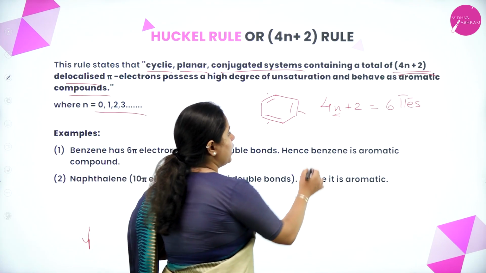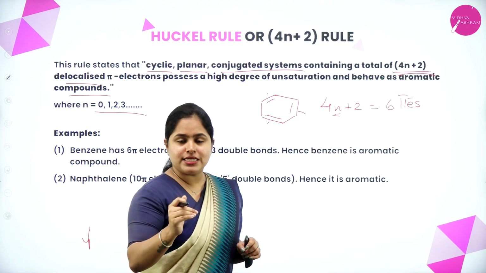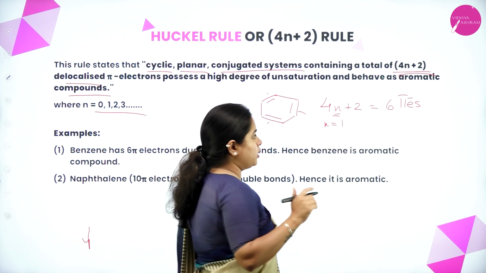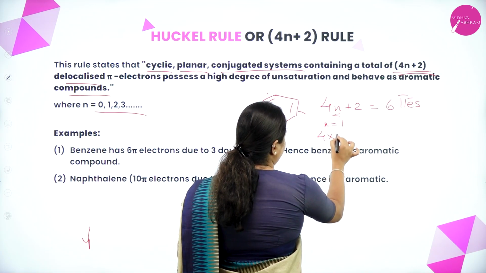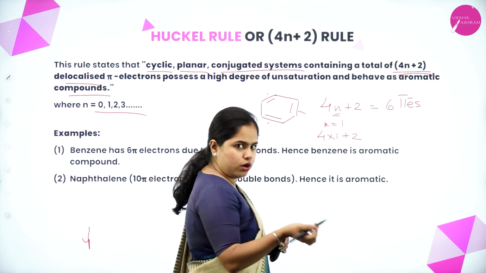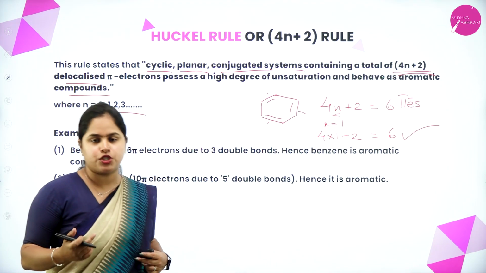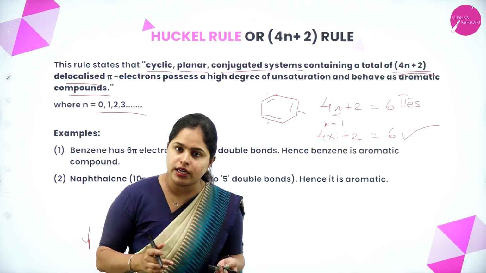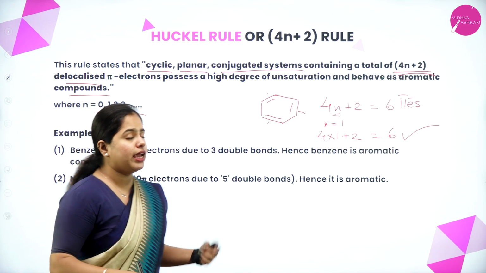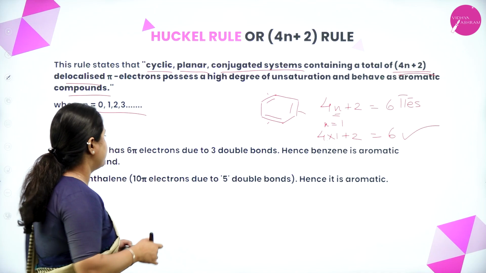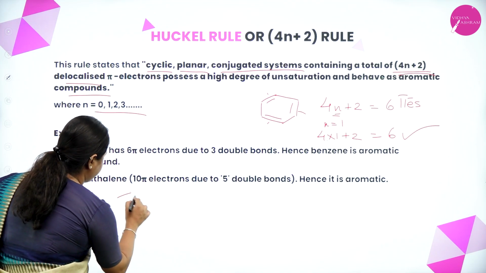So let's see here, if I am taking n value as 1. If I am taking n value is 1, what is 4 into 1 plus 2? 4 into 1 is 4, plus 2 is 6, right? So that means that it is following Huckel's rule. So if it is following Huckel's rule and if it is cyclic, planar and conjugated system, we can say the compound is aromatic. Same way, let's take the example of naphthalene.